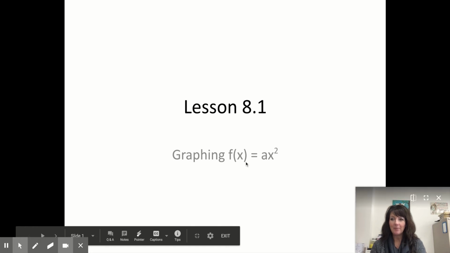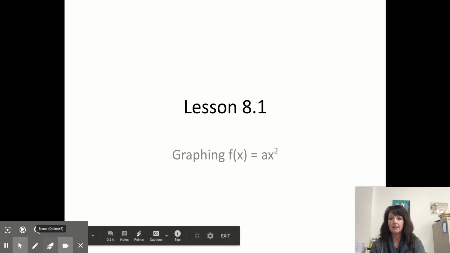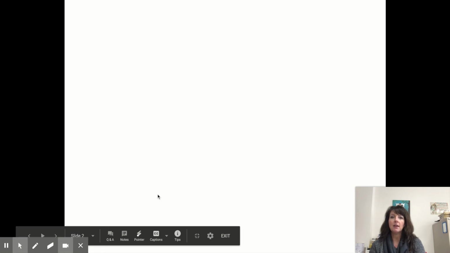Okay, starting chapter 8. This will be graphing. We're just going to start with the first term, f of x is equal to ax squared, of our quadratics. So let's get started.